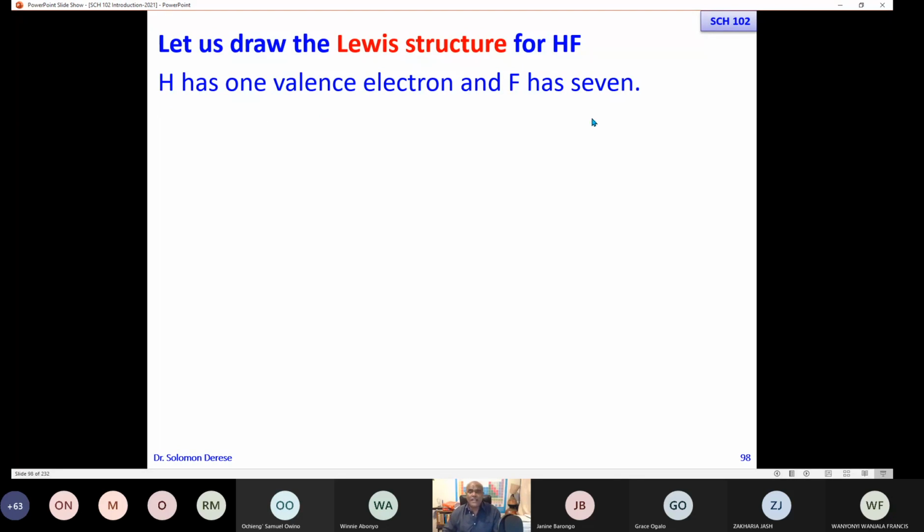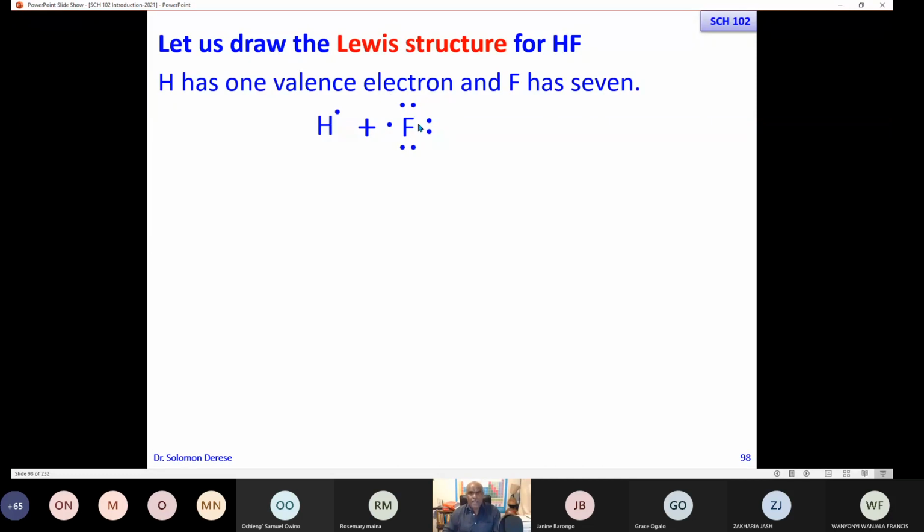And then we share these 8 electrons between the hydrogen and fluorine, following the octet rule as well as the duet rule for hydrogen. First, we can draw the Lewis structure for hydrogen and fluorine. For hydrogen, its Lewis structure is the symbol H with 1 electron. This is the Lewis structure for hydrogen. And then for fluorine, the Lewis structure is as shown here. We have the symbol for fluorine, and then the 7 valence electrons of fluorine.